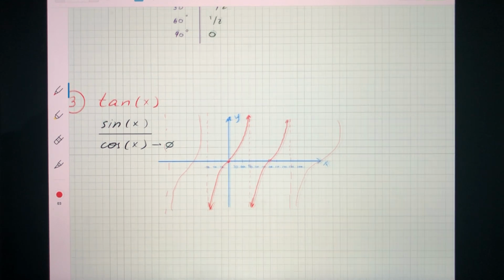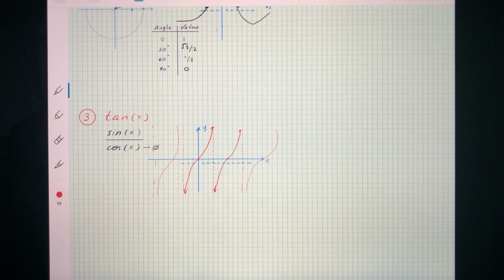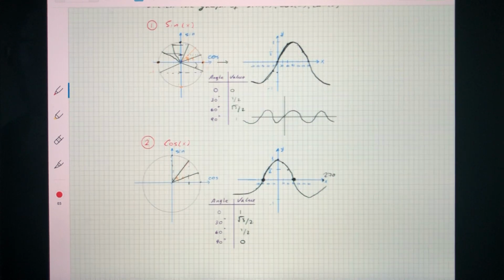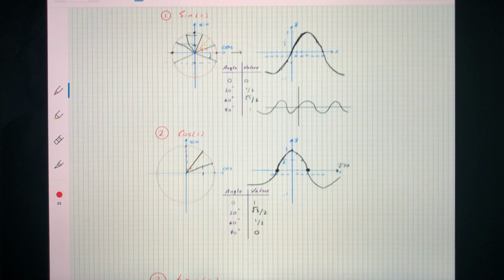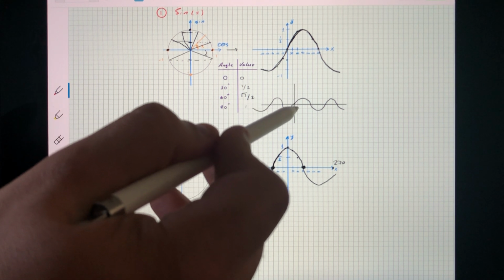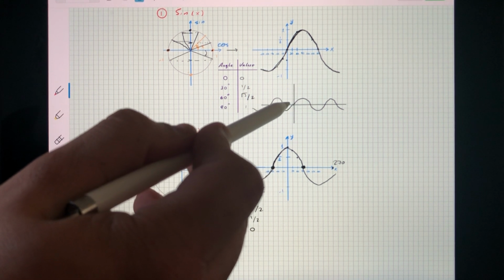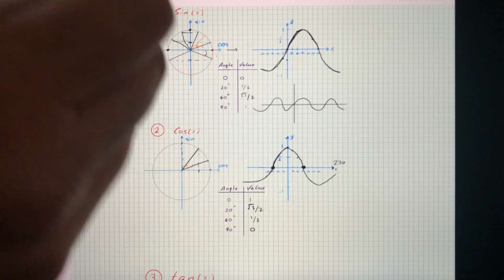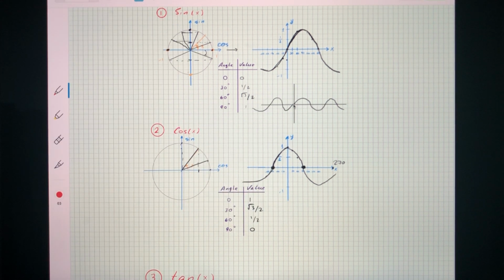These graphs are called periodic because they keep repeating themselves over and over forever. The period is the place where the graph repeats. So from this point to this point, it's exactly the same curve. So from here to here, this is one period. After that, the picture just continues. And that's why we call them periodic.